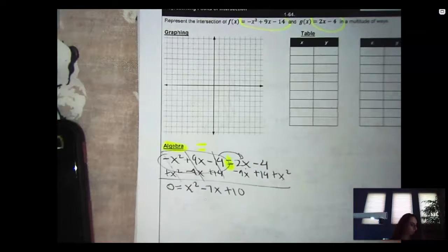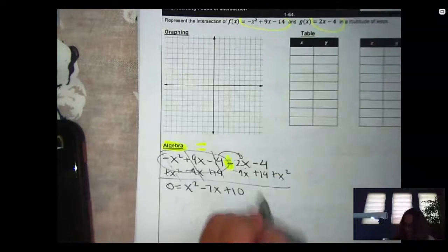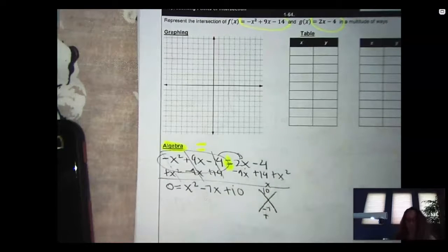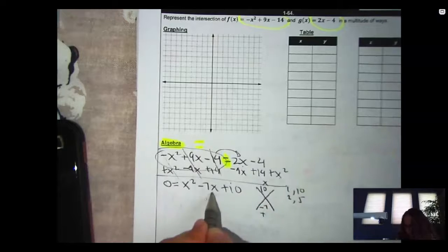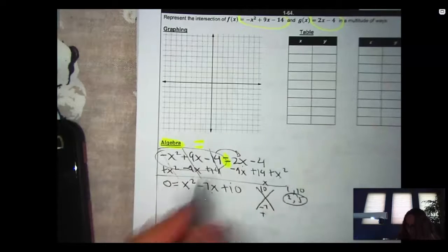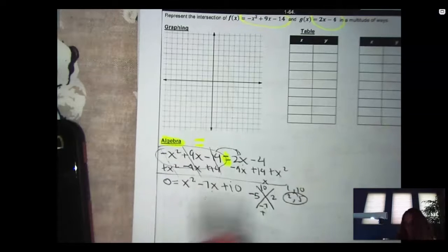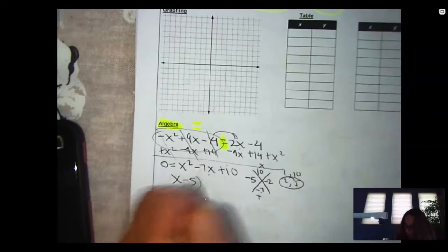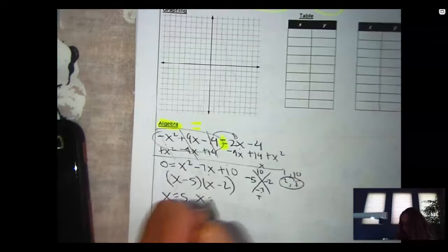Let's see if you remember what to do. What did we do last time? Magic X. Let's do the magic X. Two numbers that multiply to get 10 and add to get negative 7. So 1, 10, 2, 5. Which one's going to give me 7? This one. Whatever this guy is, the bigger guy gets it. But if this is positive, they both have to be negative. So x minus 5, x minus 2, x equals 5, x equals 2.